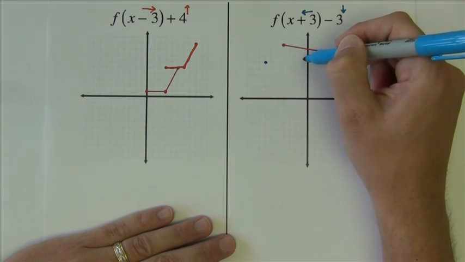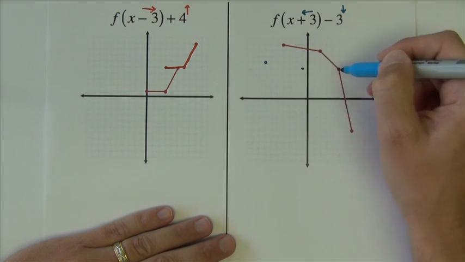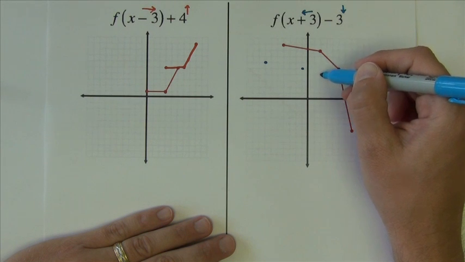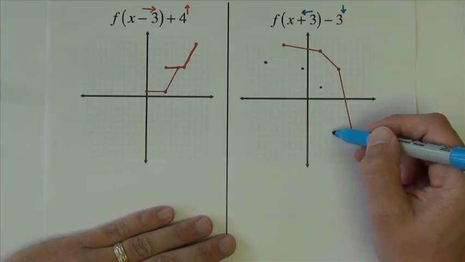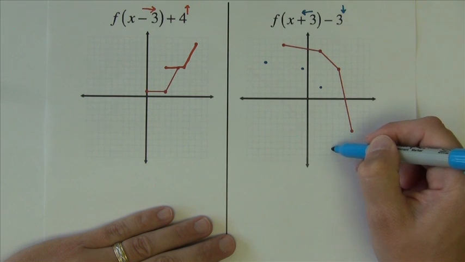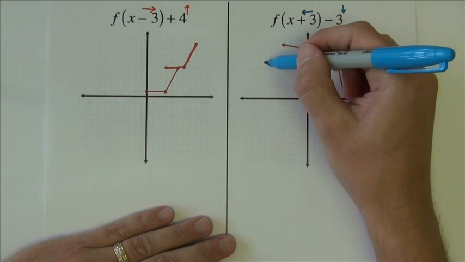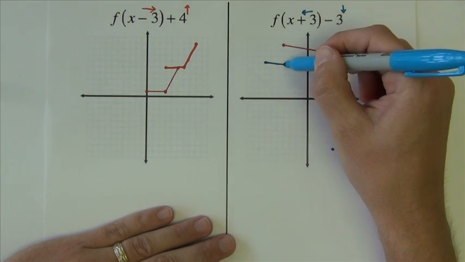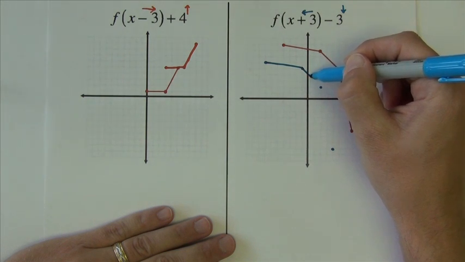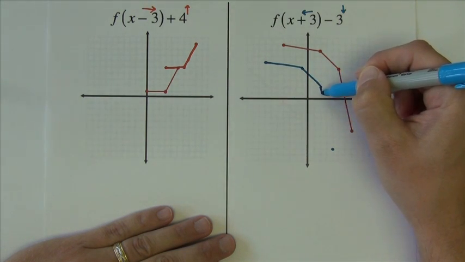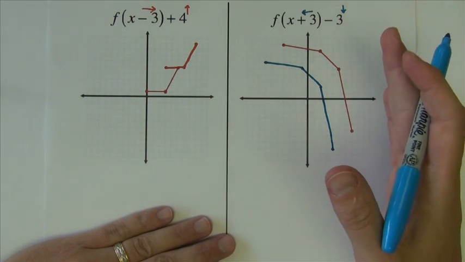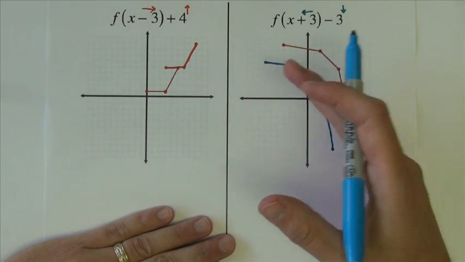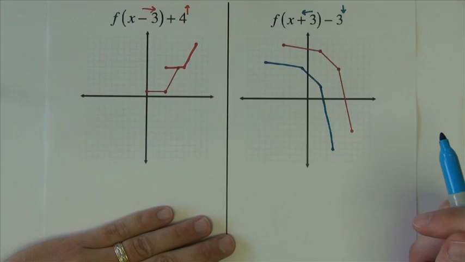Just keep that up: 1, 2, 3, 1, 2, 3. It's almost like we're dancing and counting out dance steps. To there, to there, and there. So the whole graph is just sliding around, just moving around. That's translation for you.